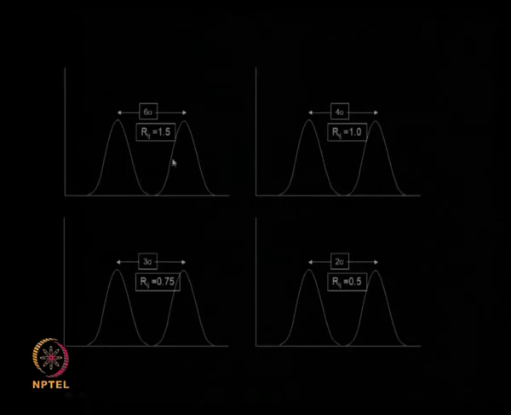If you look at two peaks like this, if they are away at a distance of 6 sigma, then the resolution is 1.5. If they are at a distance of 2 sigma, then the resolution is 0.5. If they are at a distance of 4 sigma, then the resolution is 1. If they are at a distance of 3 sigma, then I would say the resolution is 0.75. So, depending upon the distance between the maxima of these two peaks, the resolution also varies, starting from even 0.5 going up to 1.5.